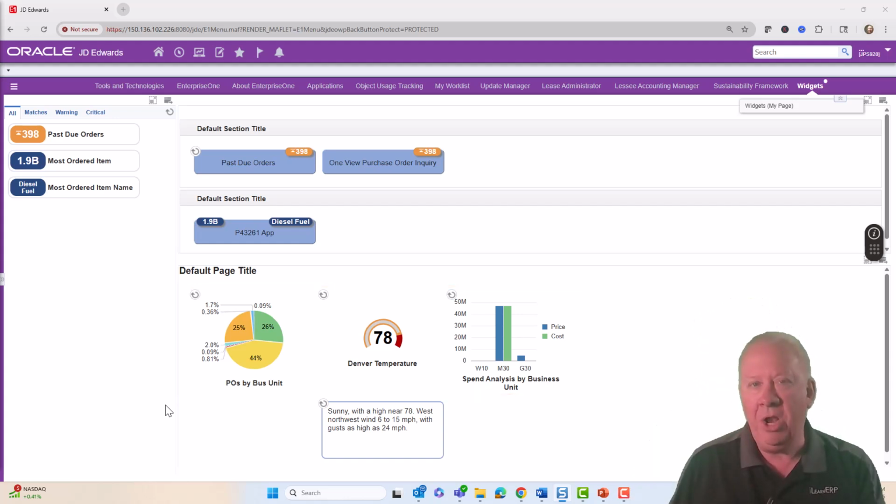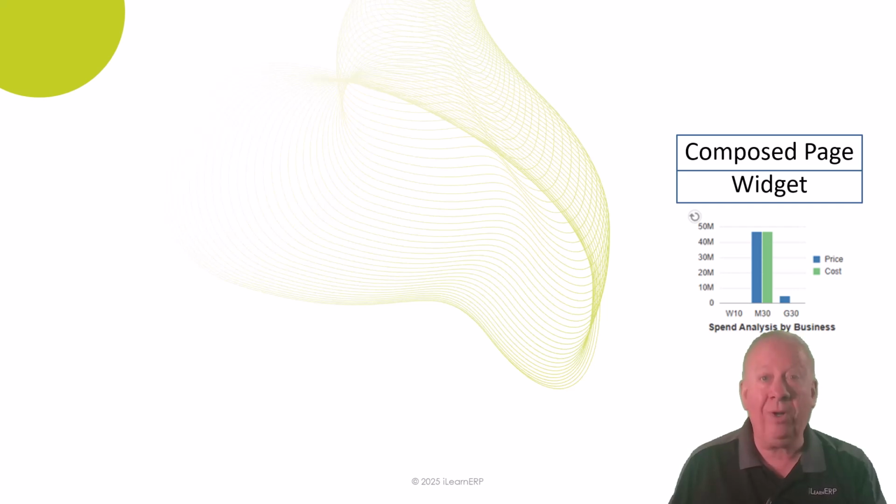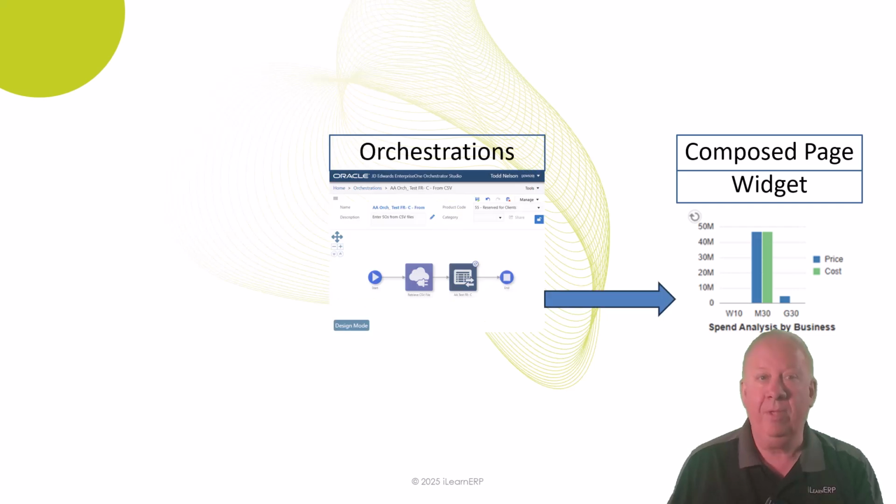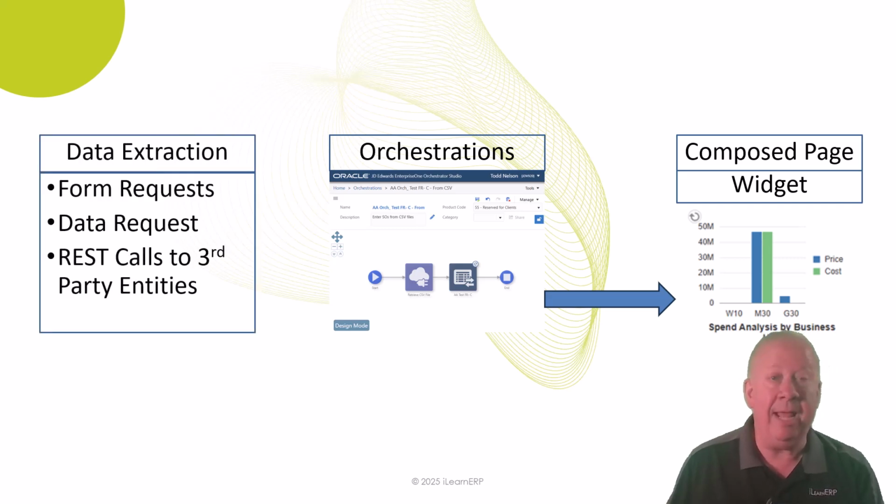Now, what is important to note about widgets is that they use orchestrations to collect the data that is displayed. So the orchestrations that we create are going to be for data extraction instead of process automation as we might use them mostly. So we can use our form requests or data requests to collect that data.